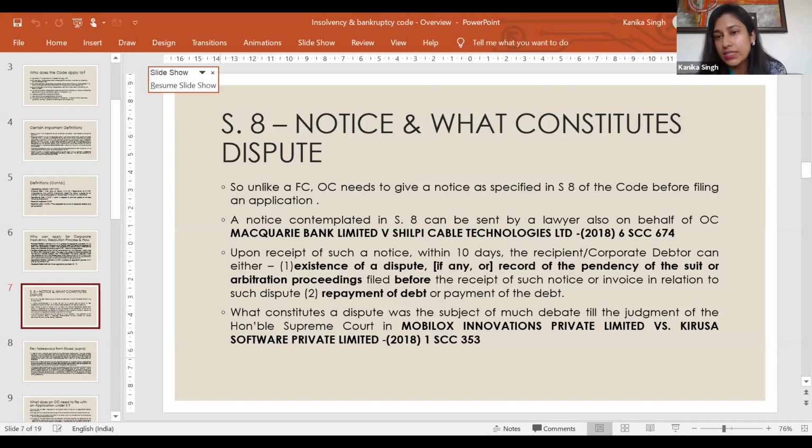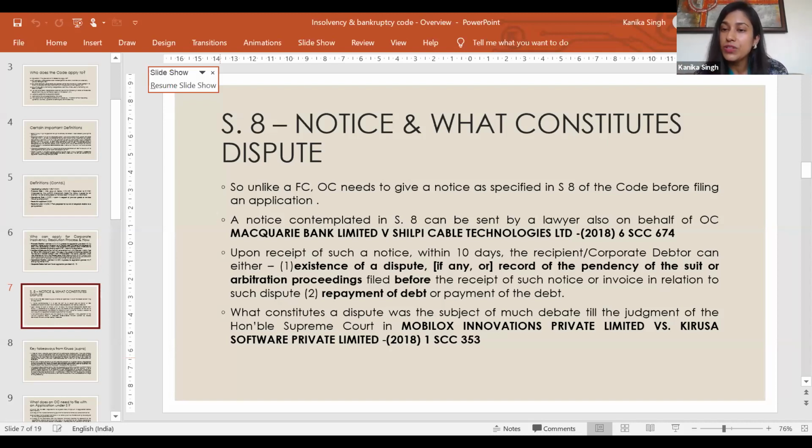He has to do two things. Either he's in his reply to the notice shows that there's an existence of a dispute. That means he creates some level of dispute with regards, say, that the goods supplied were faulty, that there is some other amount that had to be adjusted, that the debt is not clear, and there's a dispute with regards to it. The second category is where you simply show that there's a suit or arbitration that I've already filed against this particular contract or transaction, and you can thus not claim anything against me.